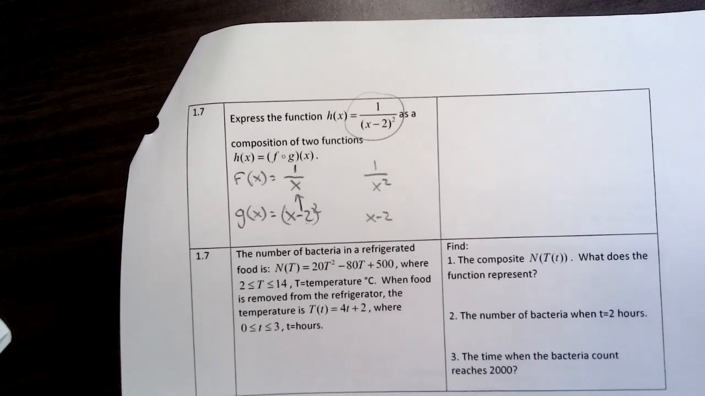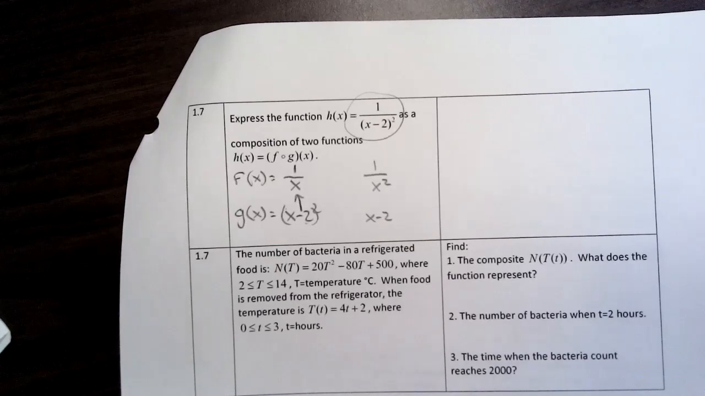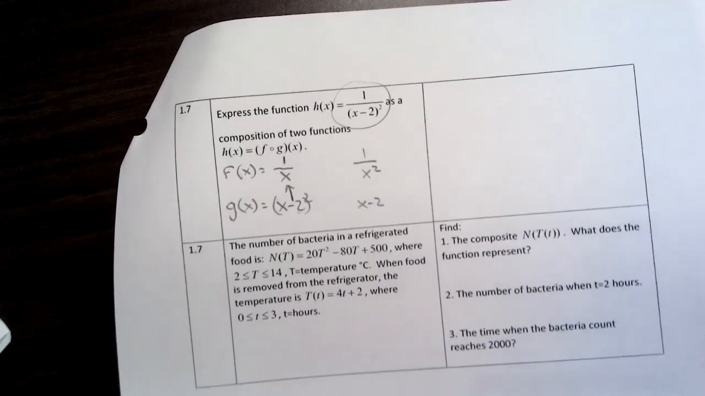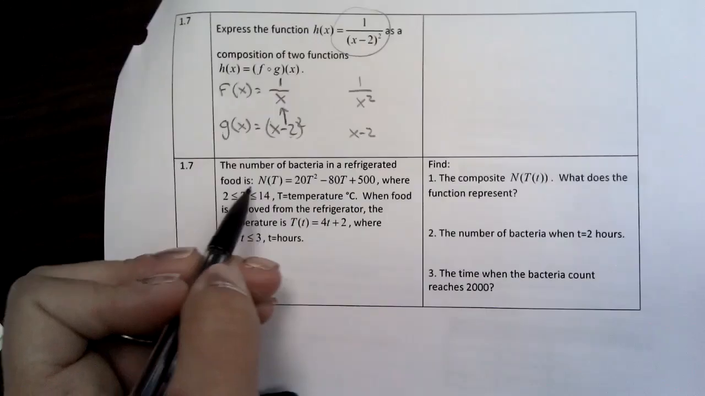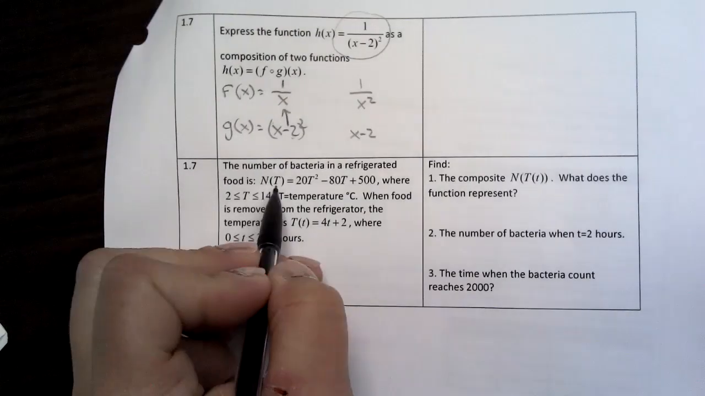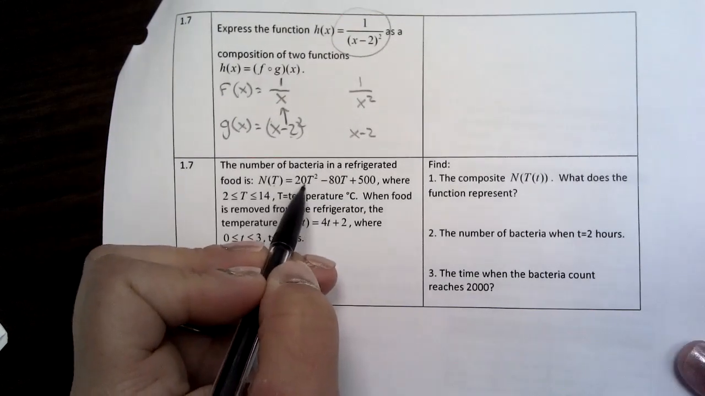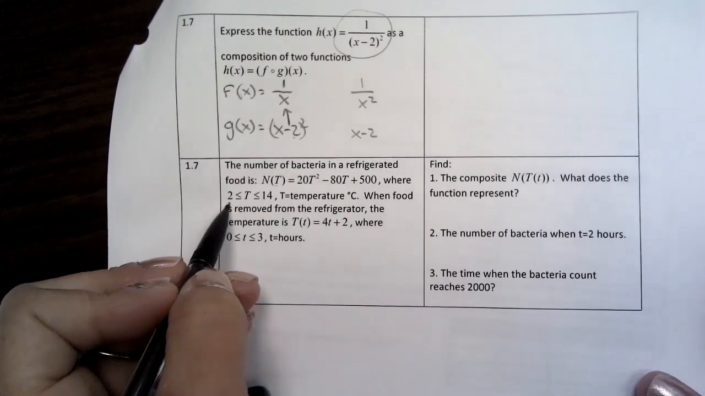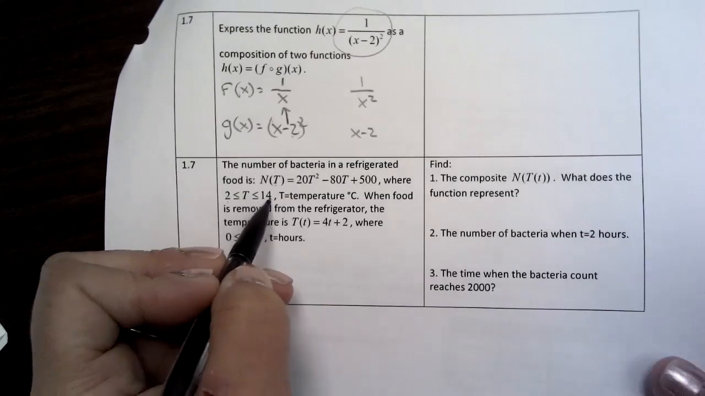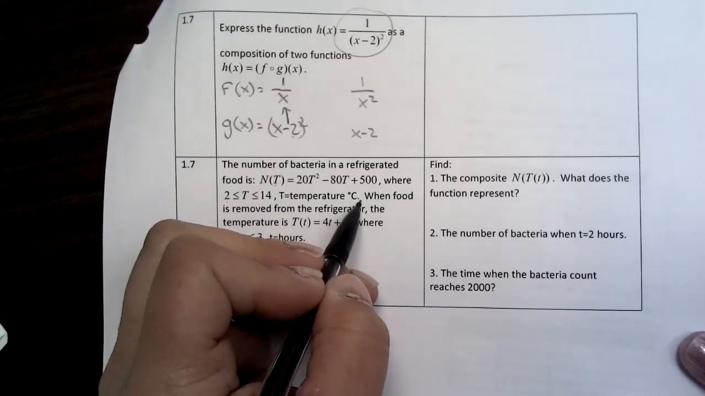All right, and then we have our last problem here. It's a word problem, and it's a very real life application of a word problem. So it says the number of bacteria in a refrigerated food N of T, capital T, equals 20 T squared minus 80 T plus 500, where 2 is less than or equal to T is less than or equal to 14, and that's the degrees Celsius.